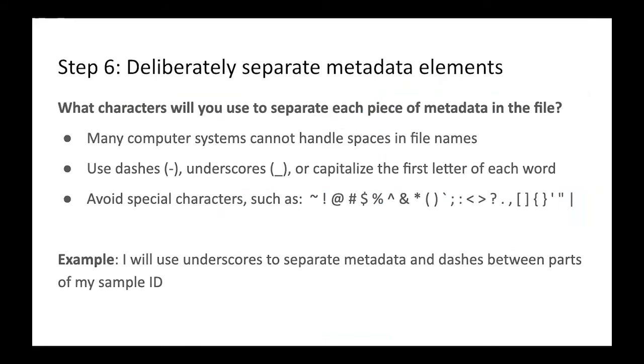All right, so let's go back to our steps and talk about those dashes breaking up elements within your files. So this step is to determine what characters you will use to separate each piece of metadata within your file names. Our computer systems cannot really handle spaces in file names. So to make our file names machine readable, we use dashes, underscores, and/or capitalize the first letter of each word in the file names, also known as camel case. Also for machine readable names, we want to avoid special characters, like periods, question marks, exclamation points, and so on. So an example here is I will use underscores to separate metadata and dashes between parts of my sample ID.